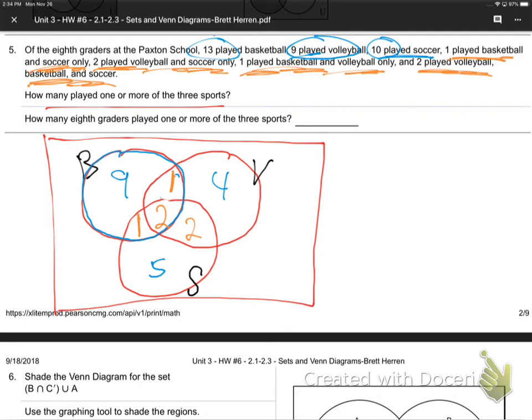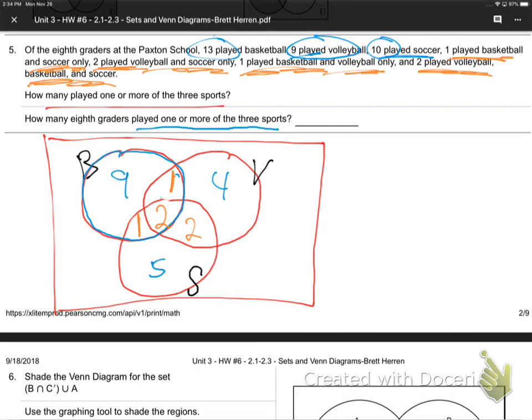Okay. Now here's their question. How many played 1 or more of the 3 sports? How am I going to do that? Let's add all those numbers up. Every number up there, right? Every one of these people is playing 1 sport or more, right? They're all in some kind of a circle.